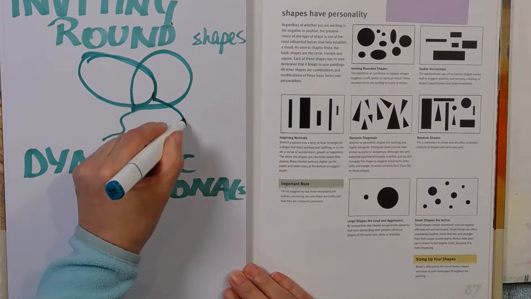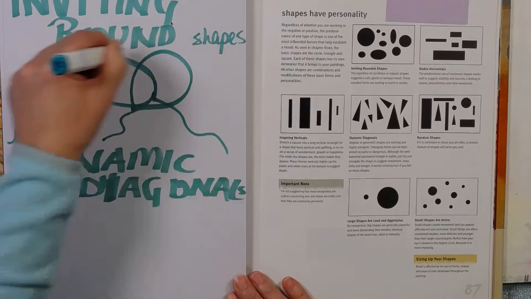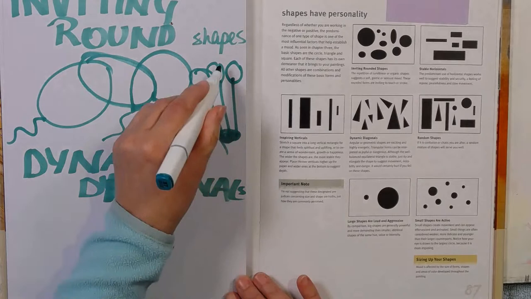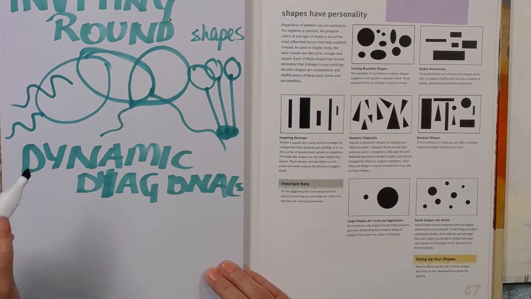glaze one shape over another. I'm putting in little curvy linear strings on them because we're talking about rounds. If you create a series of balloons and give them straight strings, as though someone's holding them down there, it's a completely different look to including soft round tails like that. So just a point there about rounds.